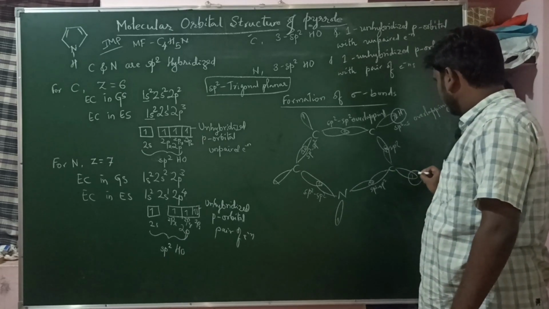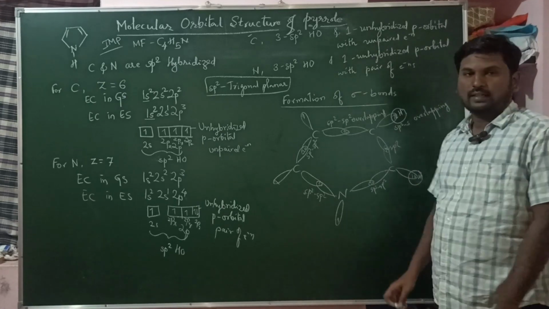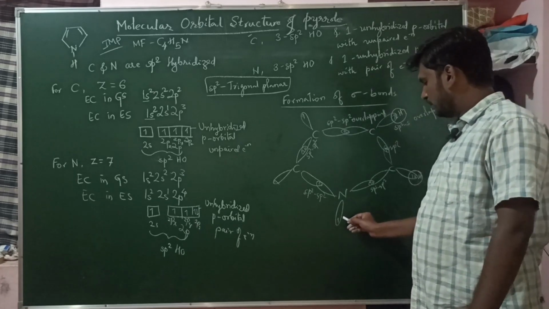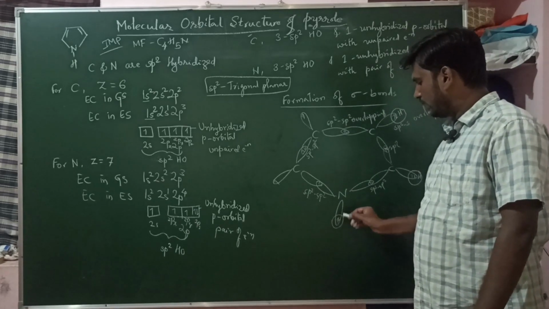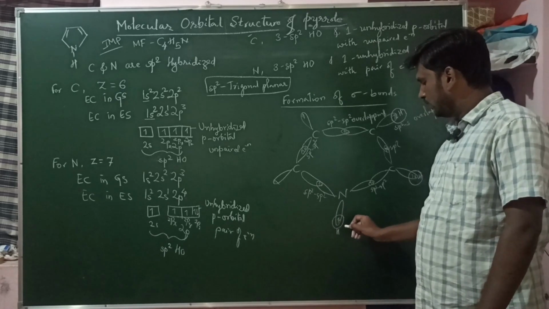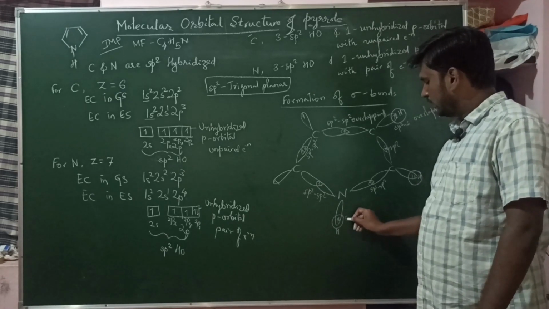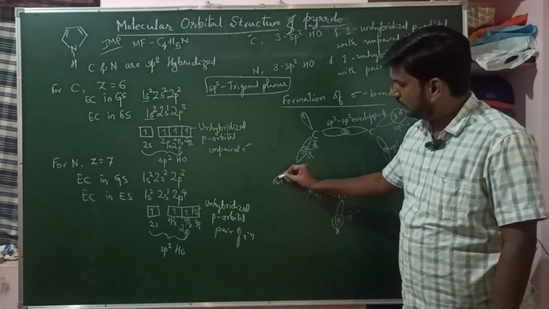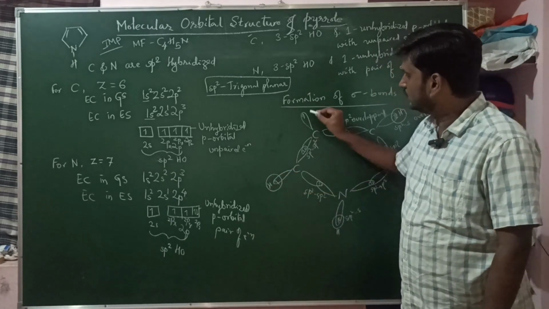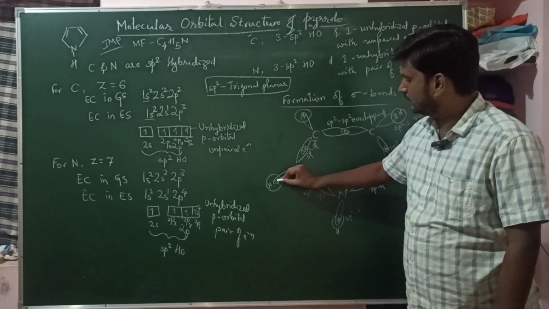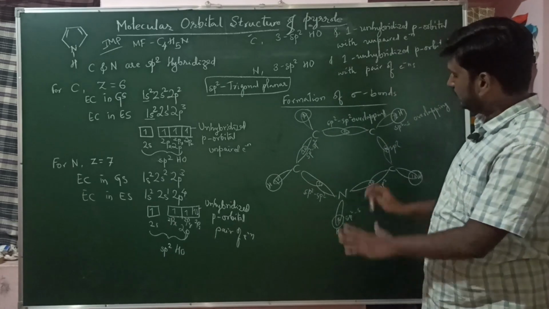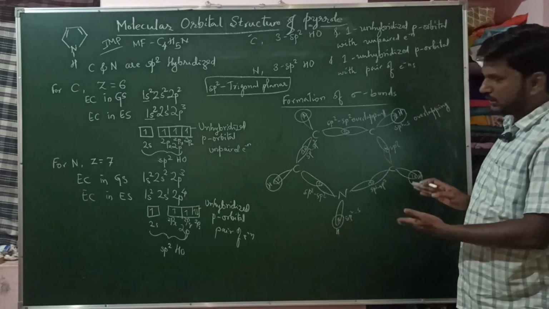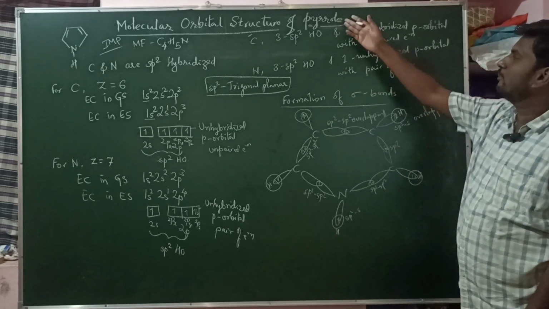Here also the same thing. So you know the geometry of the hydrogen orbital, that is only one orbital, 1s1. So the s orbital shape is spherical. So here also the nitrogen and hydrogen form a single sigma bond by the sp2-s overlapping. Here also the remaining carbons, the same thing happens. So what we get, this is the molecular orbital structure for the formation of sigma bonds for pyrrole.